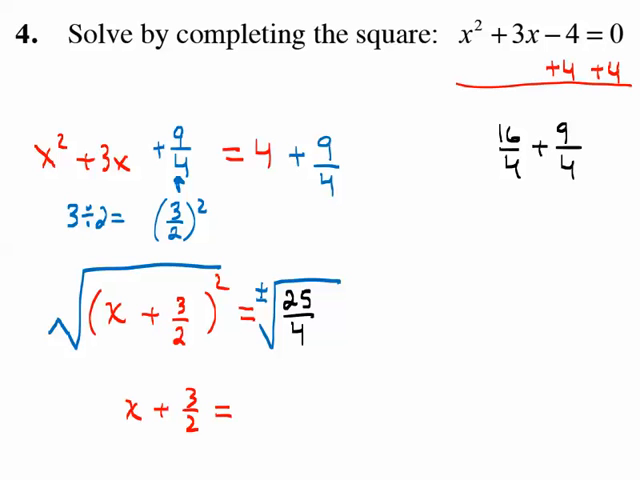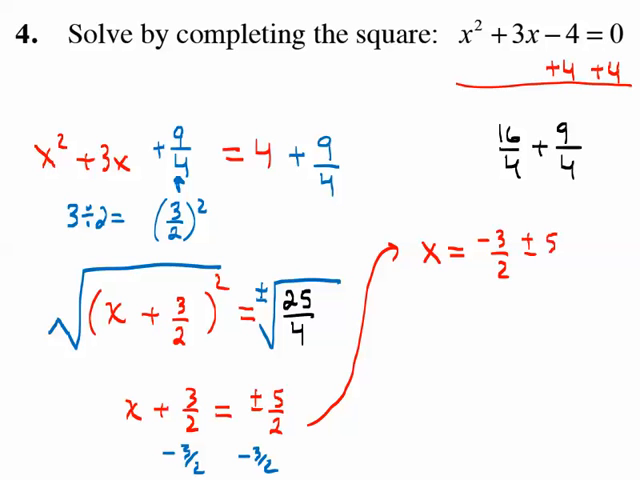This one, let's see, plus or minus, they're both perfect squares, huh? So that's actually going to be a 5 on top and a 2 on the bottom, right? 5 squared gives me 25, 2 squared gives me 4. All right, almost done. I just need to move that 3/2 over. So really what I have is x is equal to -3/2 plus or minus 5/2.